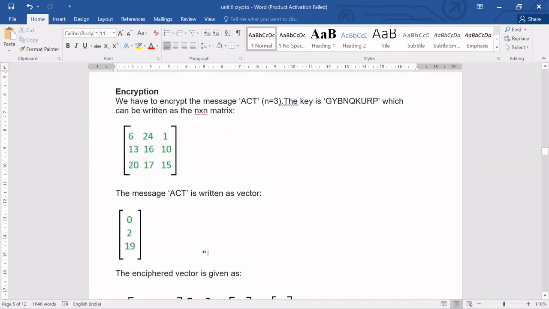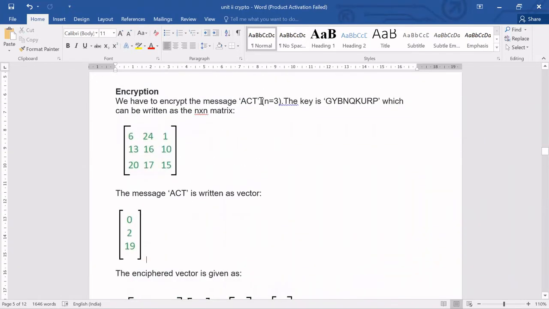So now we need to multiply this. Since it is only 3 letters, we don't have an issue. It is a 3 cross 3 matrix with the key. So the plain text should also be written with 3 rows, okay, so that it can be multiplied. 1 column, 3 rows.